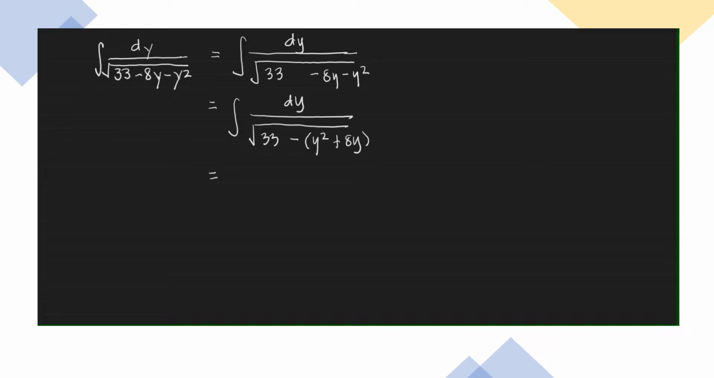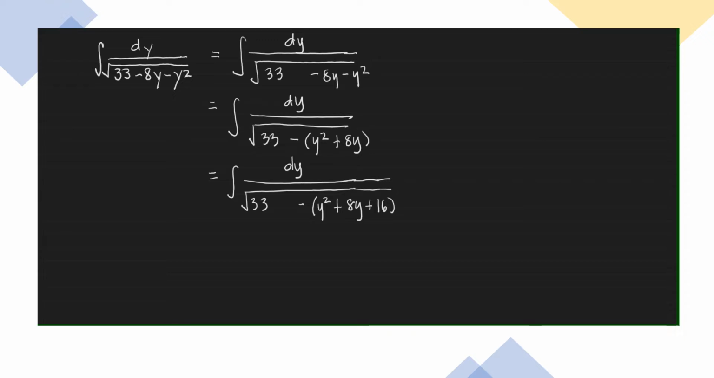Now, we want to add an appropriate term to y squared plus 8y so that it becomes a perfect square trinomial. So, the number that we need to add would be, we need to divide the coefficient of the linear term by 2. So 8y, we divide 8 by 2. So that would be 4, and then we square that. So 4 squared will be 16. And this same value, we need to combine that with 33.